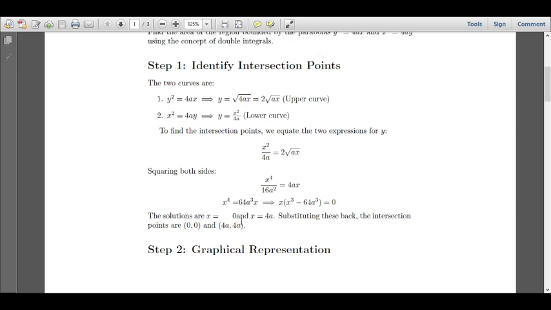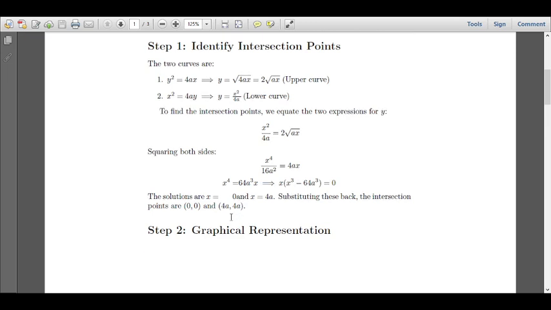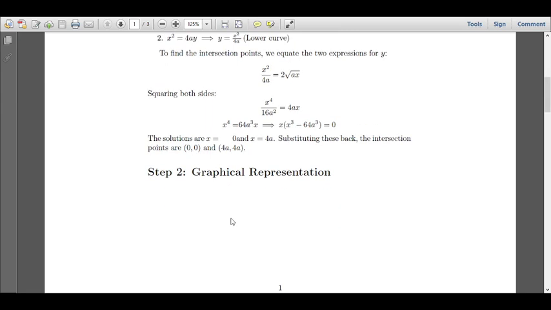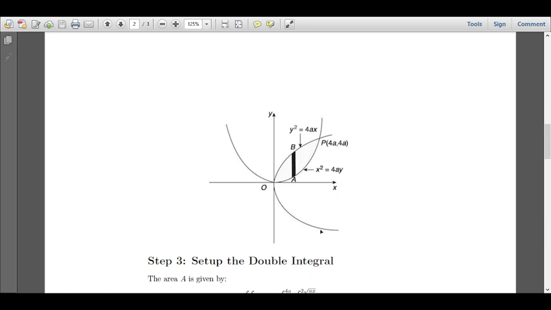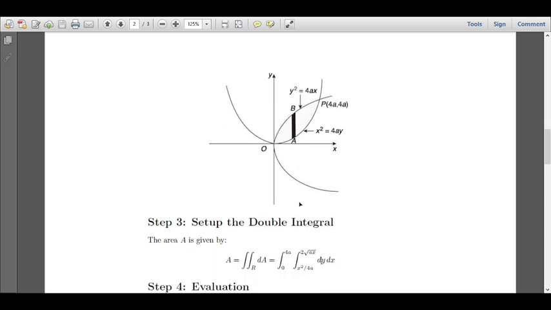For x equal to 0, substituting here, y equals 0. For x equal to 4a, y equals x square by 4a, that is 4a whole square by 4a; 4a cancels, so we get y equal to 4a. So the intersection points are (0, 0) and (4a, 4a). And the graphical representation is this. Since y square equal to 4ax is a parabola symmetric about the x-axis, and x square equal to 4ay is a parabola symmetric about the y-axis, this is the region common to both parabolas.